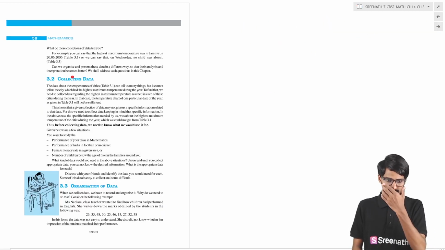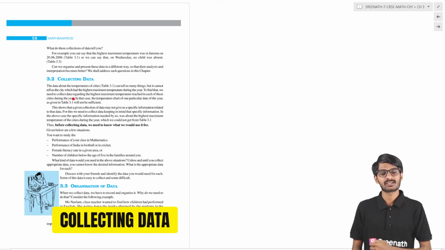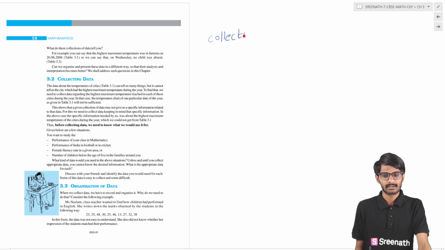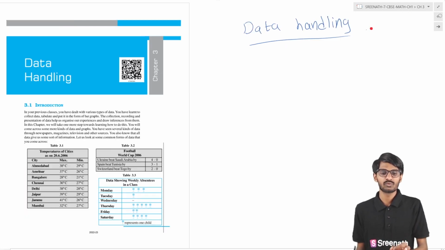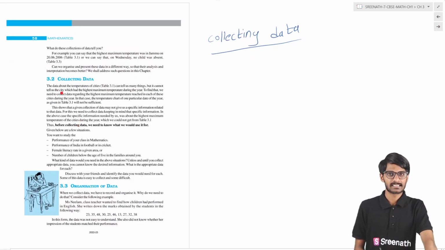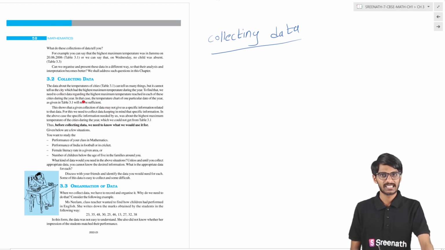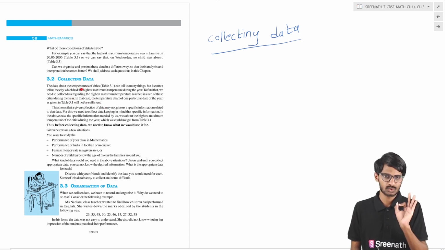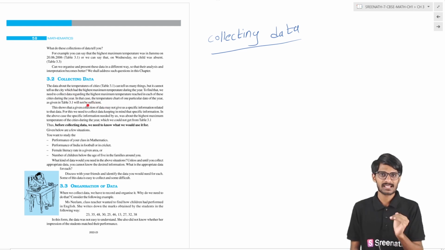So now collecting data. This is very important, students. We have collected some data. Now I will ask you some question. So what is the question? Tell us the city which had the highest maximum temperature during the year. From seeing the table, can you tell the answer to this question? What is the city which had the highest maximum temperature during the year? Can you tell the answer for it?